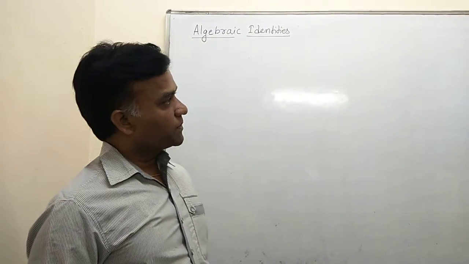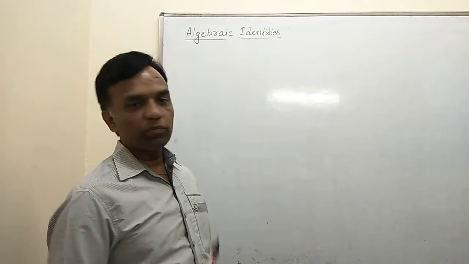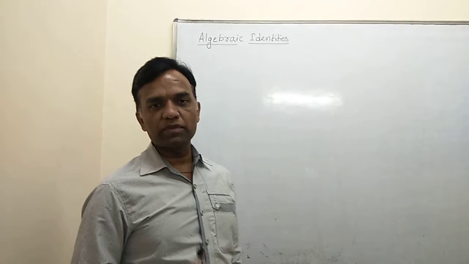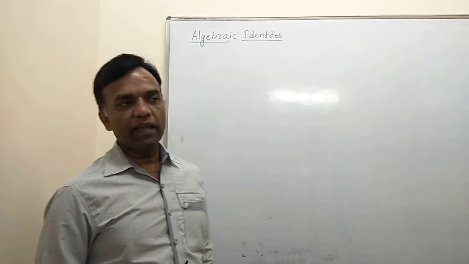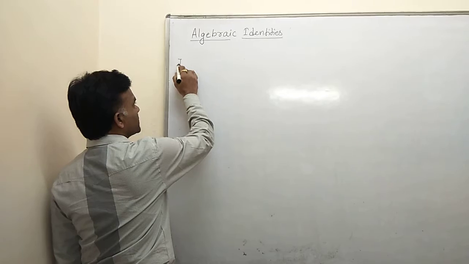Before (a plus b) whole cube or (a minus b) whole cube, one more square identity is remaining, in which we have three terms, a trinomial, under the whole square, and how we expand that square. Okay, so now we start the seventh identity.